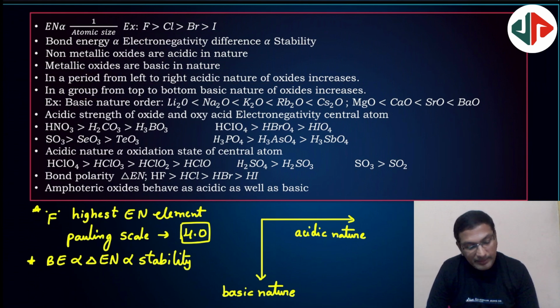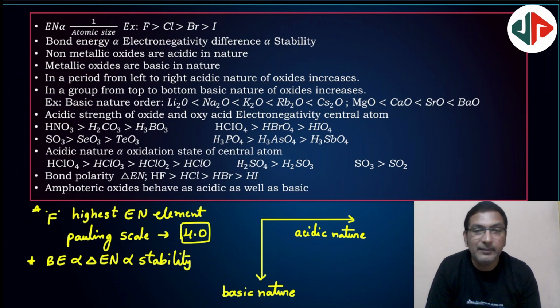Here some orders are given. Basic nature in the case of the alkali metals: lithium, sodium, potassium, rubidium, cesium. Down the group, basic nature increases. Next, alkaline earth metals: MgO, CaO, SrO, BaO. Down the group, basic nature increases. Next, the acidic strength of oxides depends on the electronegativity of the central atom. If the electronegativity of the central atom increases, the acidic strength of that oxo acid increases.